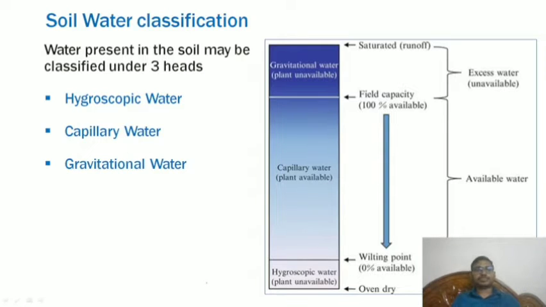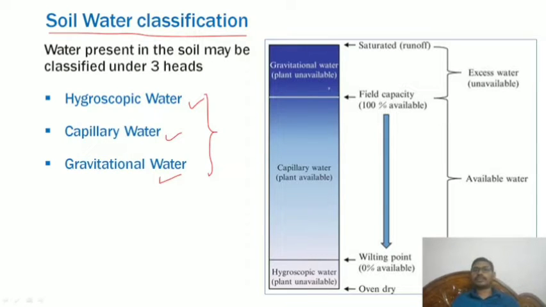Now, soil water classification. Water present in the soil may be classified under three heads: hygroscopic water, capillary water, and gravitational water. Hopefully these three can be explained with respect to the image.